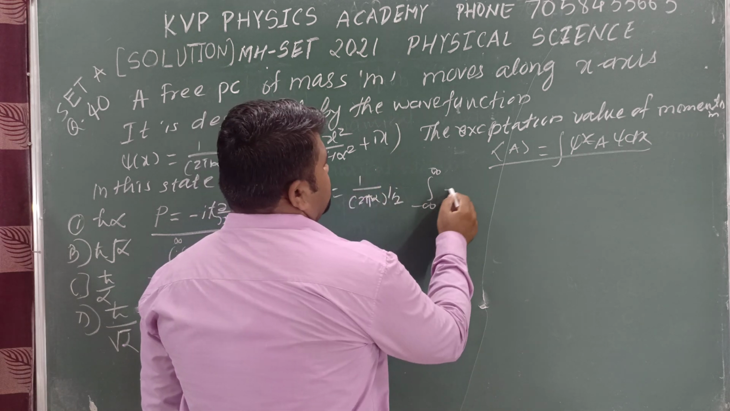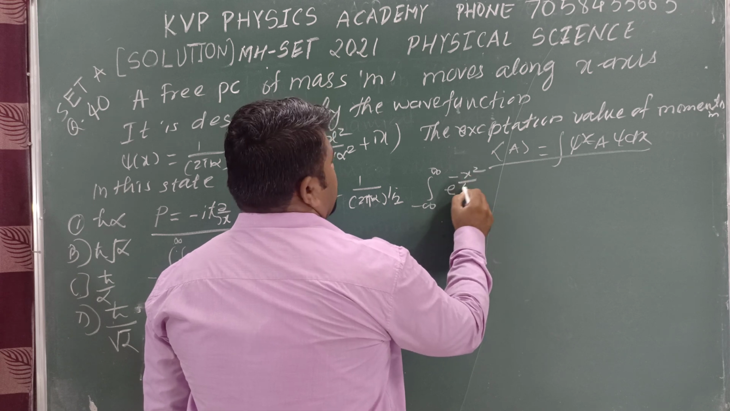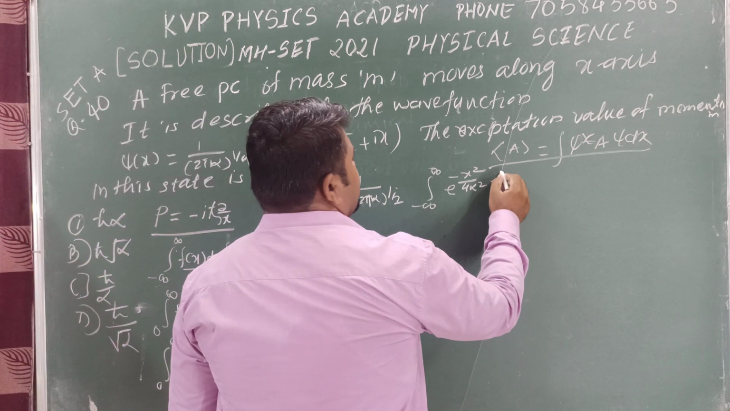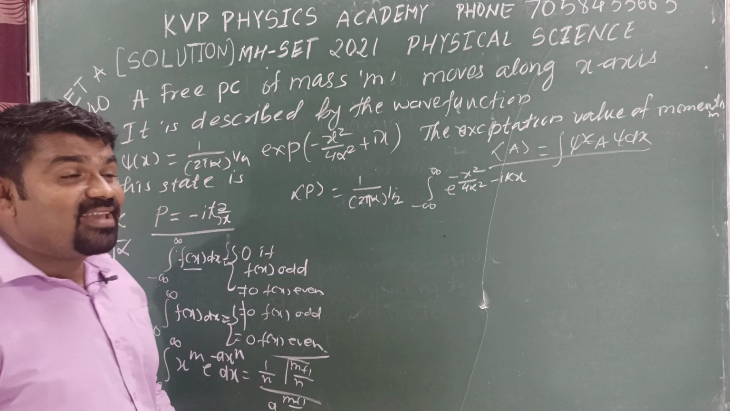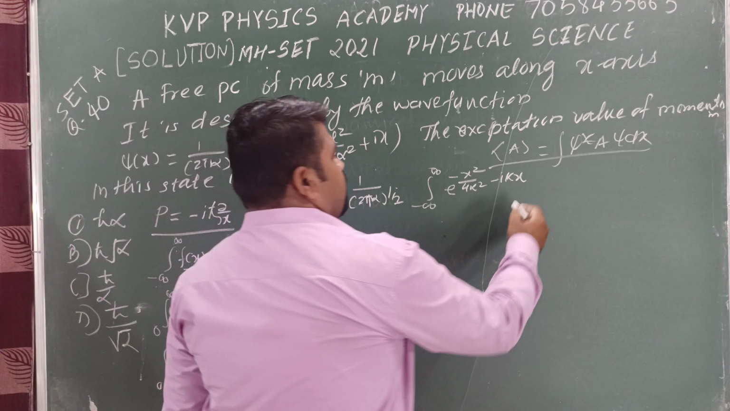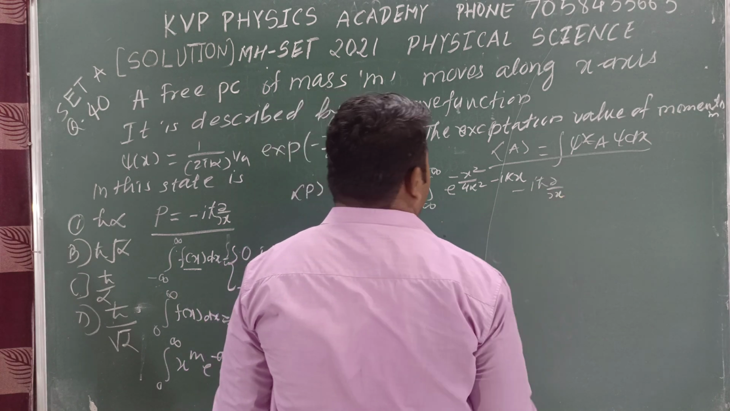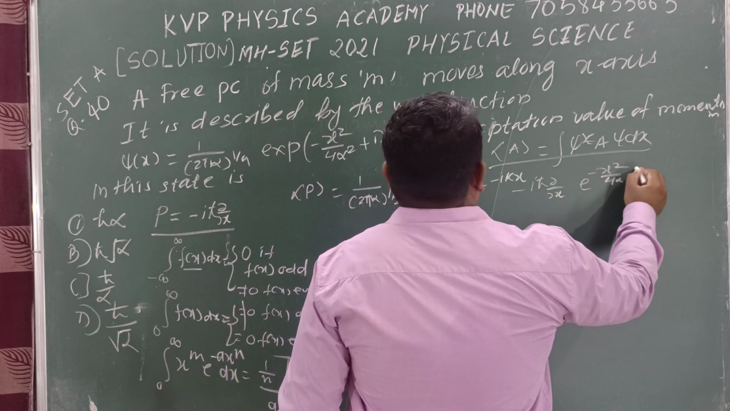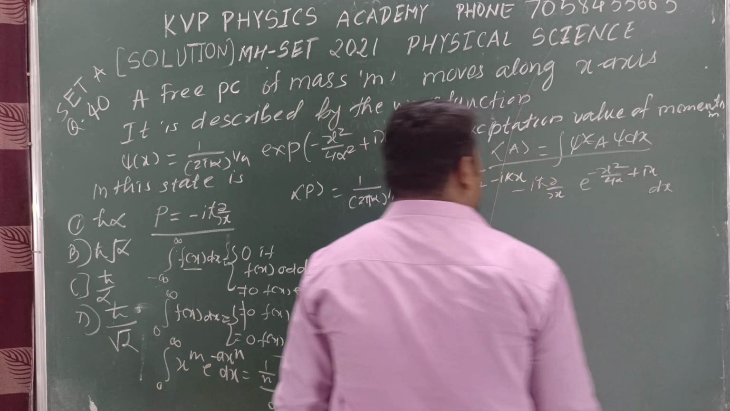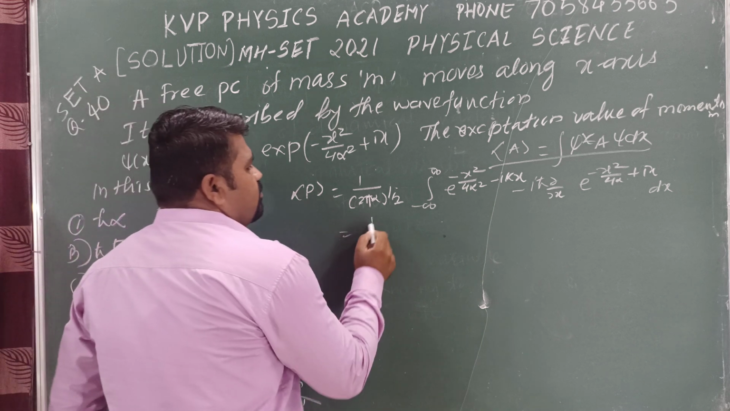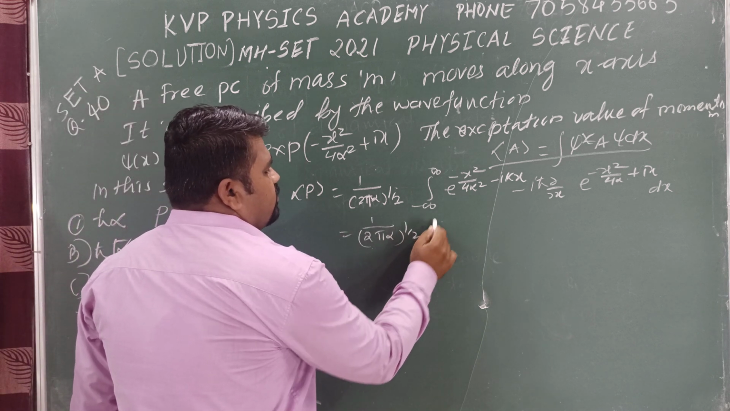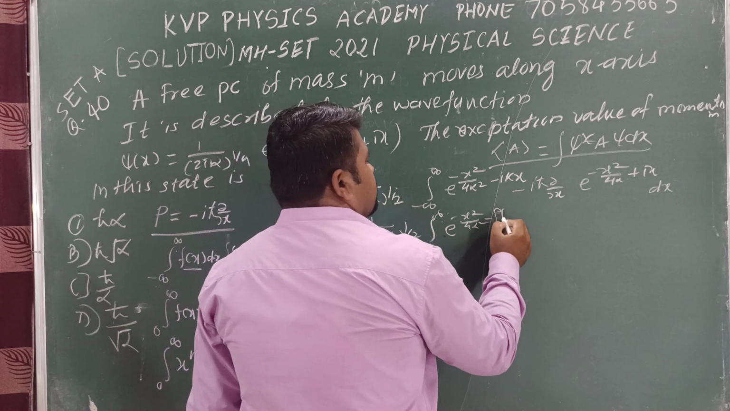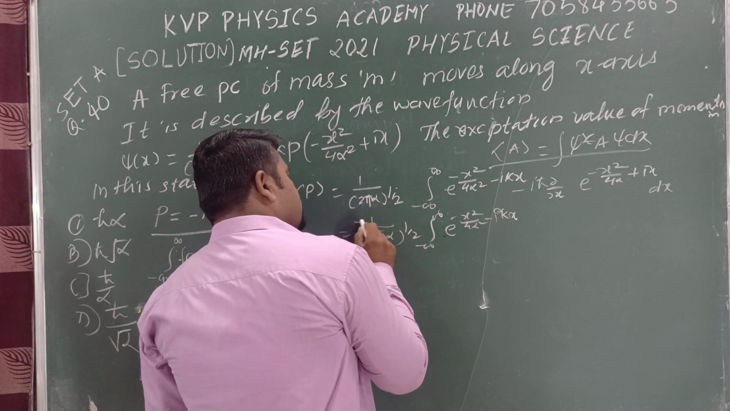Here we take the complex conjugate. Then this becomes e^(−x²/(4α²)), and the imaginary part changes, so it becomes −ikx. This is ψ*. Take the coefficient common outside, times −iħ ∂/∂x, acting on ψ, which is e^(−x²/(4α²) + ikx), times dx. Then this is equal to (1/(2πα²))^(1/2) times the integral from minus infinity to plus infinity of e^(−x²/(4α²) − ikx). Similarly, −iħ can also be taken common outside.